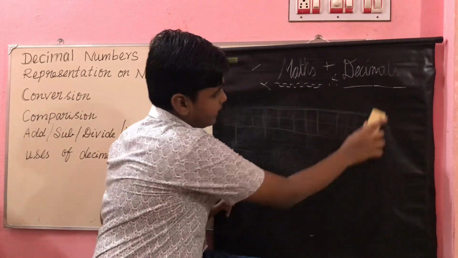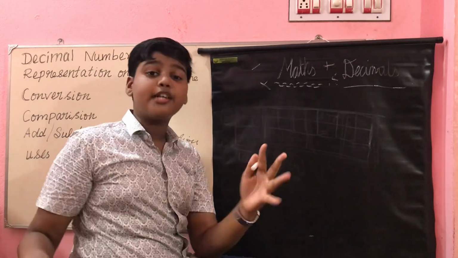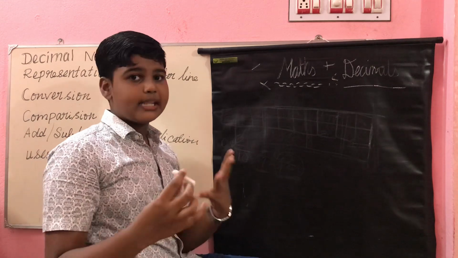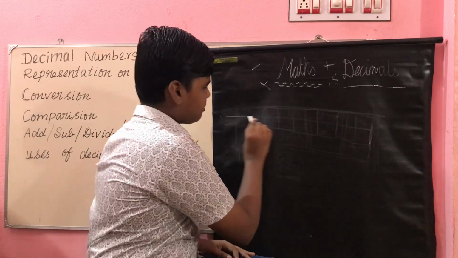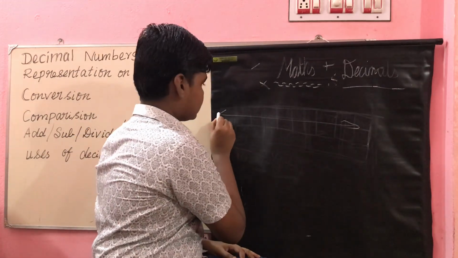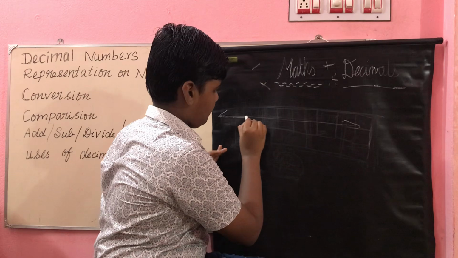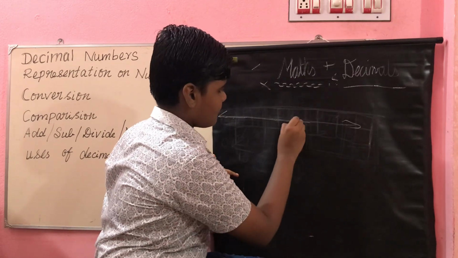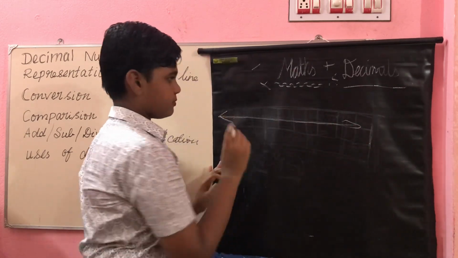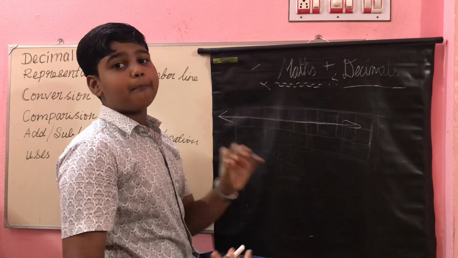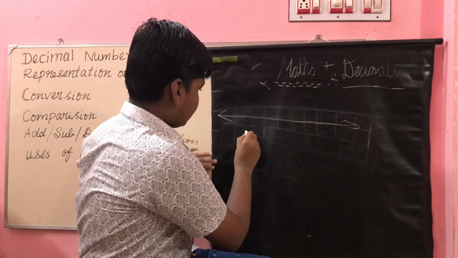Okay friends, now we can learn how to represent it on a number line. So what is a number line? It is a small line which we use to represent the numbers, right? Okay, now how can I represent a decimal number? Here I'll write some decimal numbers.